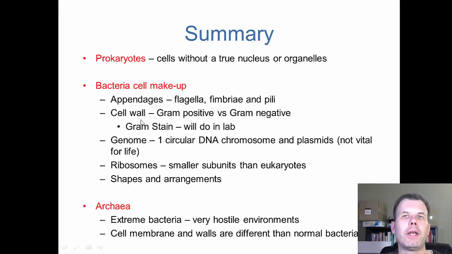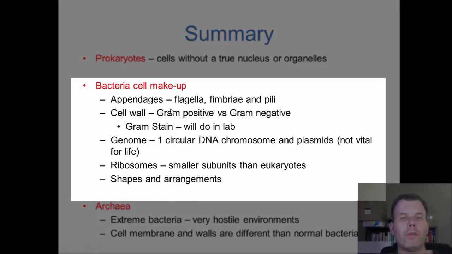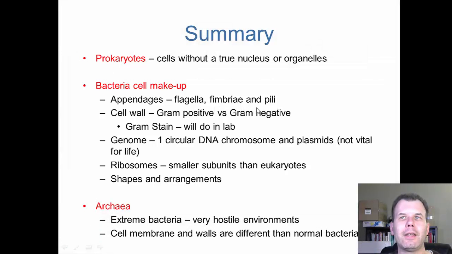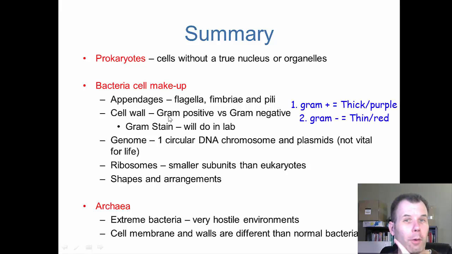The bacteria cell makeup, like I said earlier, most of the fun stuff is on the outside. The appendages, the flagella, the fimbriae, and pili are used for movement and for sticking to things. This is used for genetic transfer. The cell wall is the biggest thing I want you to learn about, and again, we'll do these in lab. Gram-positive, remember? Thick cell walls, stain purple. Gram-negative, thin cell walls, stain red.